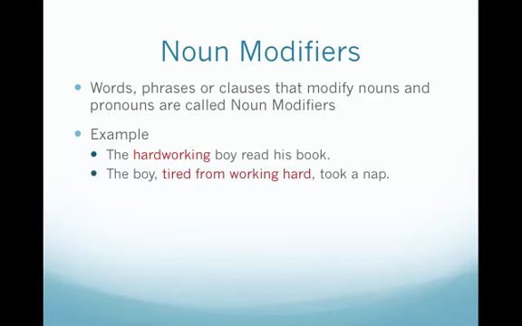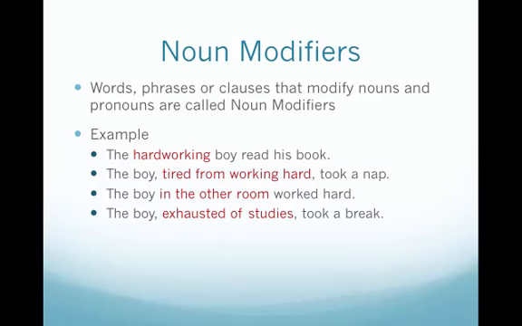The boy, tired from working hard, took a nap. Here the words tired from working hard modify or provide additional information about the noun boy. The boy in the other room worked hard. Again, this group of words, in the other room, is a prepositional phrase which provides more information about the word boy. The boy, exhausted of studies, took a break. So, exhausted of studies also provides more information about boy. So, these are all examples of noun modifiers.